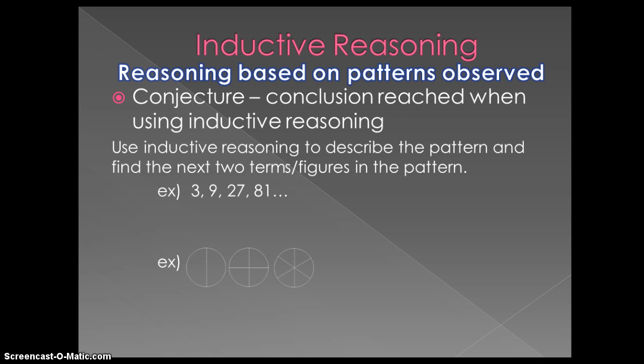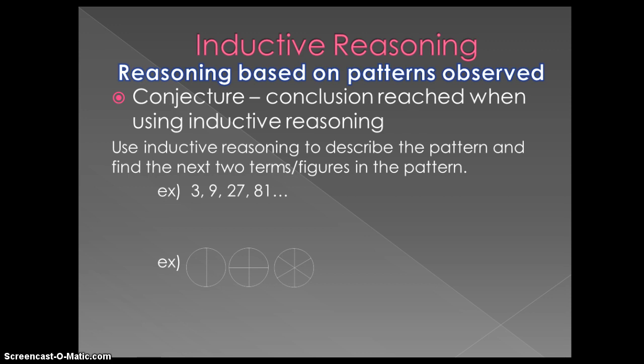One is inductive reasoning, and this is reasoning based on patterns you observe. Something you guys use often in your life. So if I said red, blue, red, blue, red, blue, red, hopefully you would answer blue. Based on the pattern you observe, that would be the logical next step. You made a conjecture. Conjecture is the conclusion reached by using inductive reasoning. So when you guys said blue, you made a conjecture based on the reasoning.